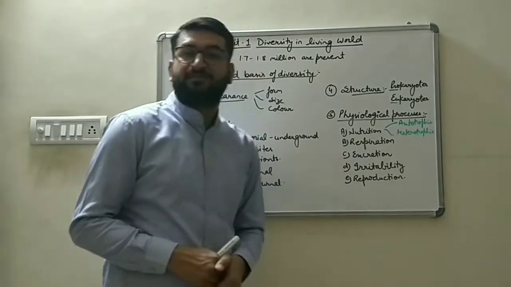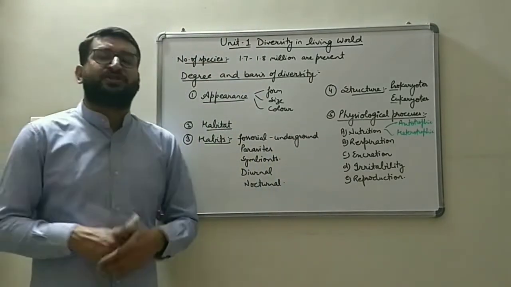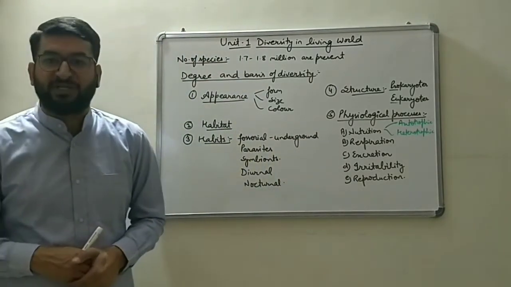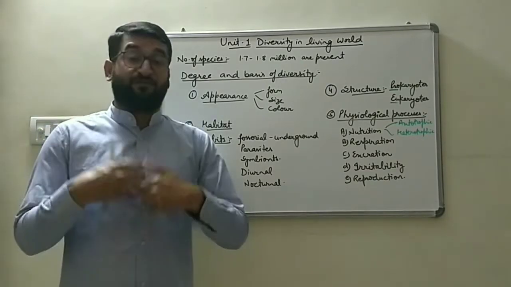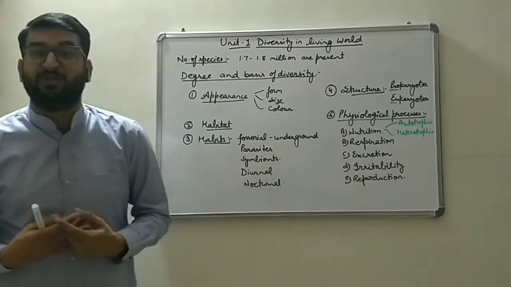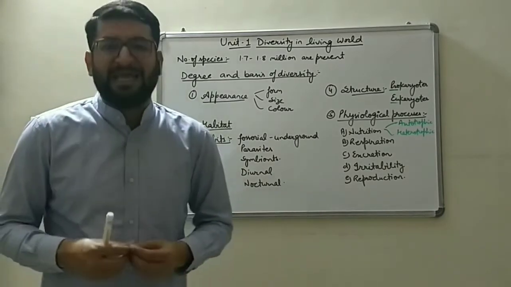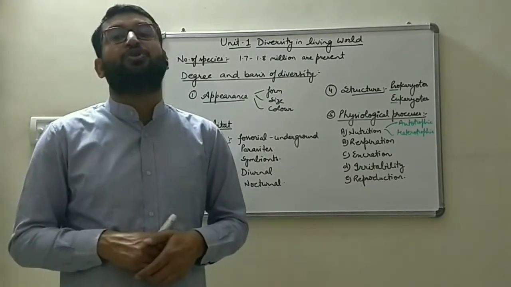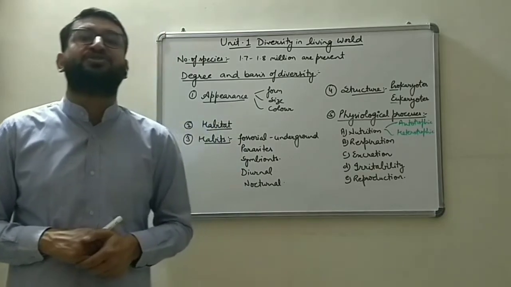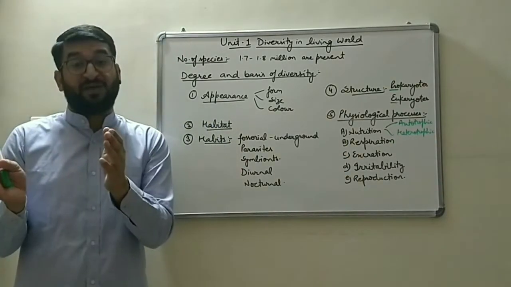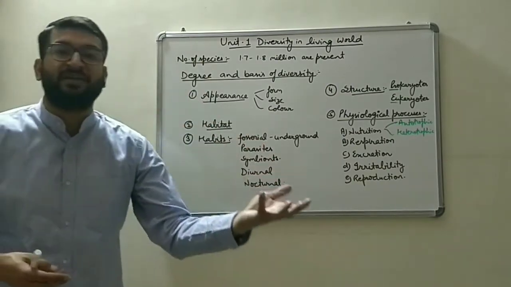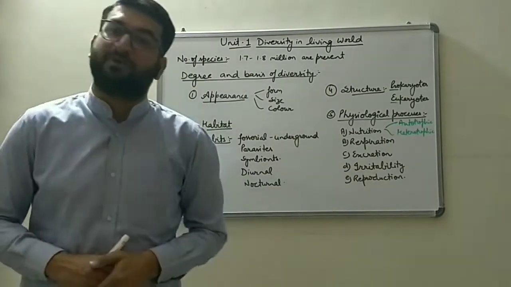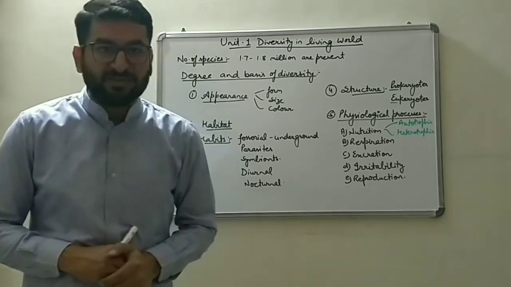Next, respiration. The process in which the oxidation of simple food takes place to produce energy is known as respiration. It is of two types: aerobic respiration, in which air or oxygen is used, and anaerobic respiration, in which no oxygen is used. So on this basis the organisms are classified into aerobes, which perform aerobic respiration, and anaerobes, which perform anaerobic respiration.